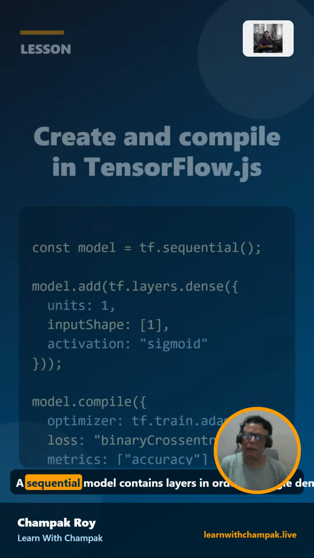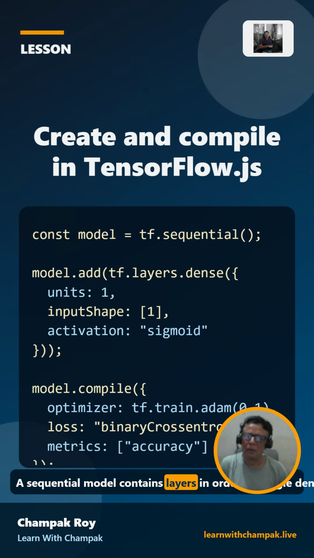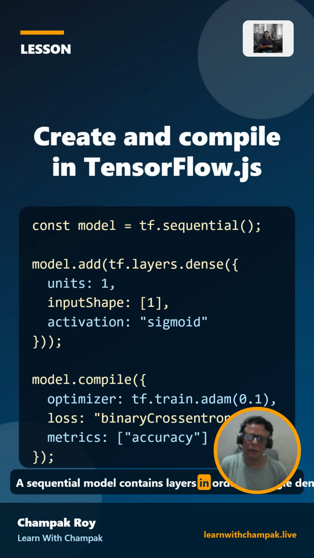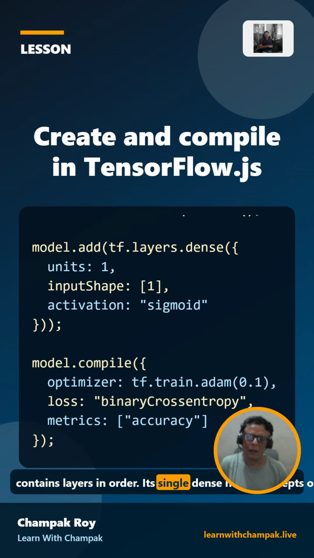A sequential model contains layers in order. A single dense neuron has one input and uses sigmoid. Adam, binary cross-entropy and accuracy play the same roles as in the Python version.